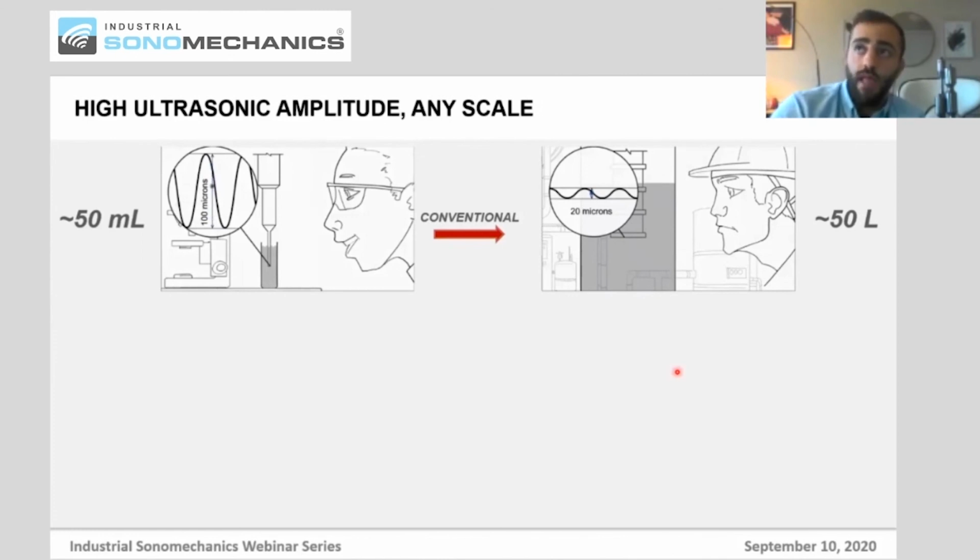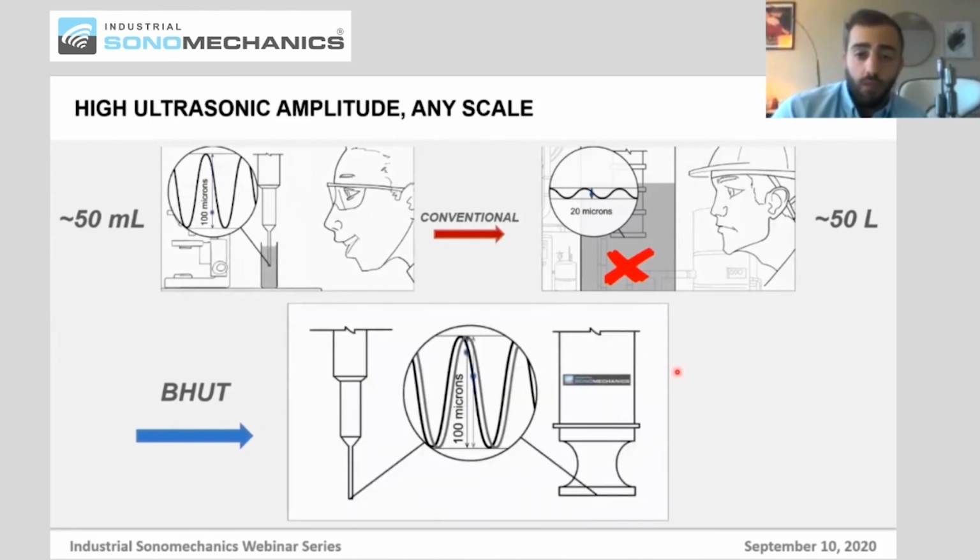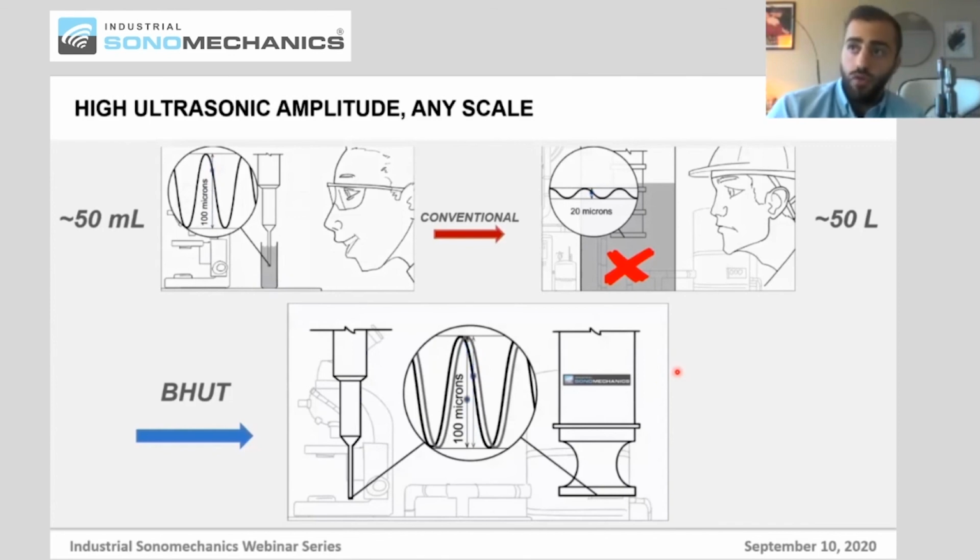So when you're going from your lab, your 50 mil experiment, to your 50-liter commercial batch, you're not maintaining the same ultrasonic amplitudes, and you're not maintaining the same quality of nanoemulsions. However, if you utilize BARBELL horn ultrasonic technology, you can make larger horns, so horns with a larger surface area to deliver a high-intensity ultrasound to great volumes, and you can maintain those same amplitudes. So when you do scale up, you're getting the same parameters that you set on your lab scale experiments.